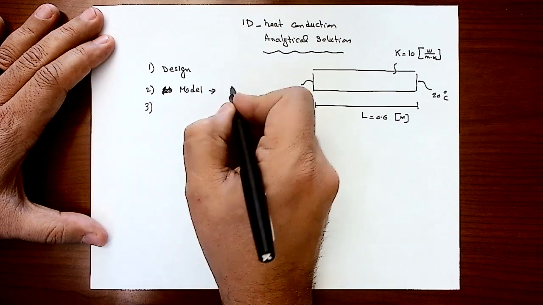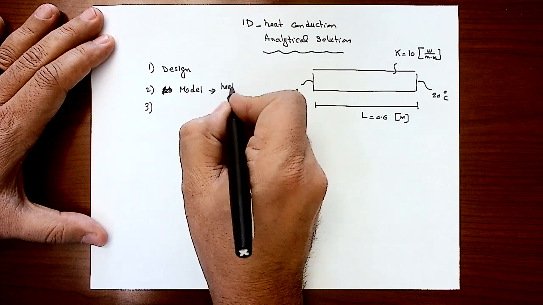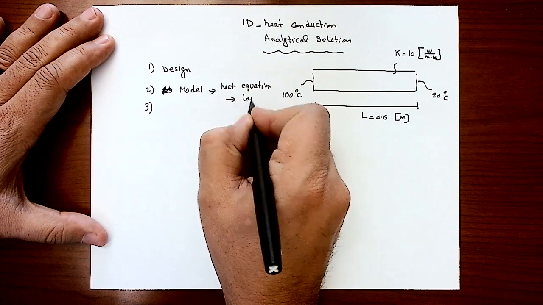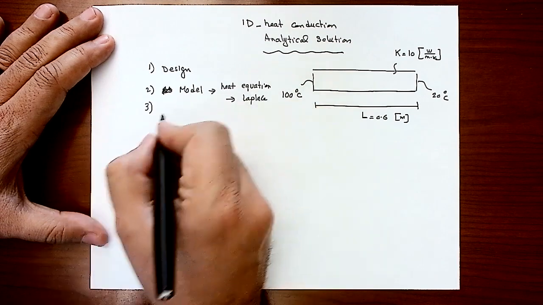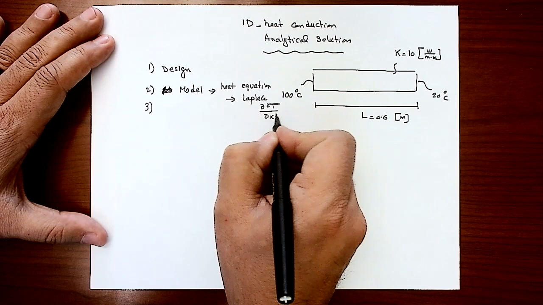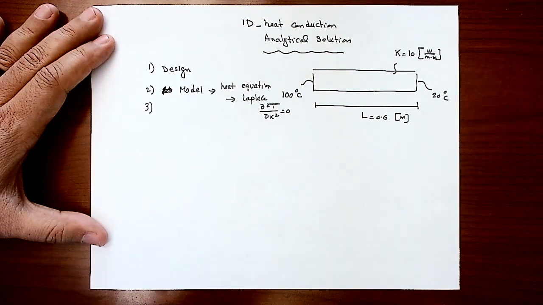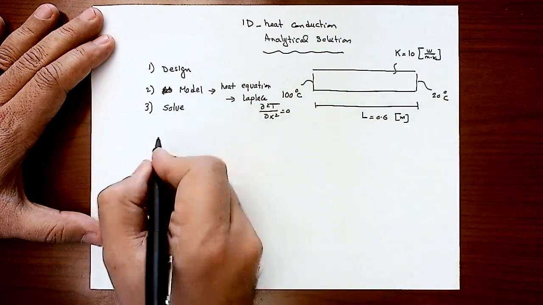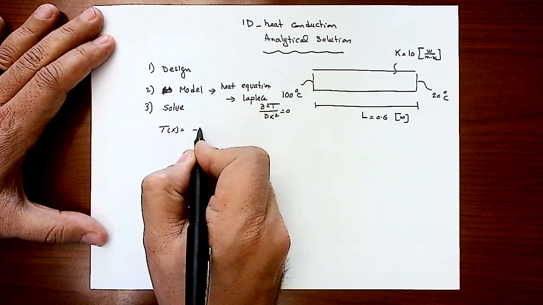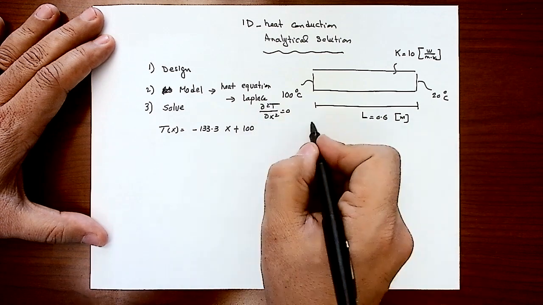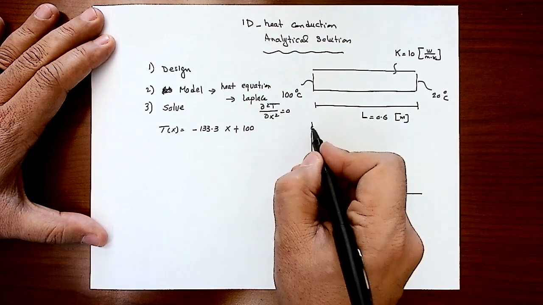So the model started from the heat equation. And after simplification, we end up with the Laplace equation, which ended up being partial squared T by partial x squared equals 0, after assuming there is no heat generation and it's a steady state problem. And we were able to solve, and we got the analytical solution for that problem, that T as a function of x is equal to minus 133.3x plus 100. And we showed that the temperature distribution is simply linear.